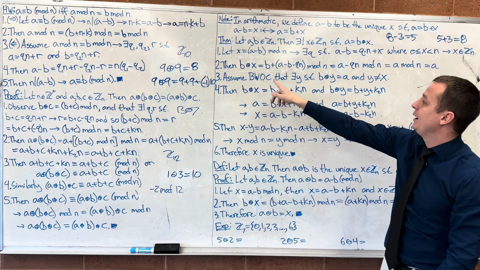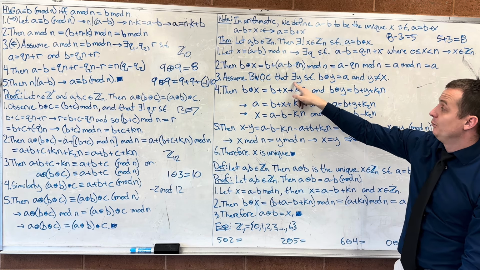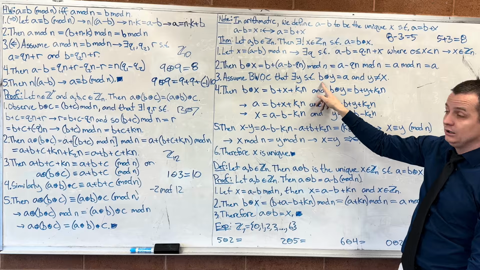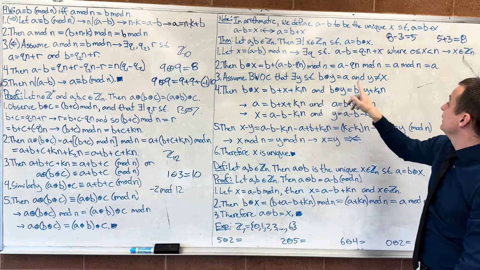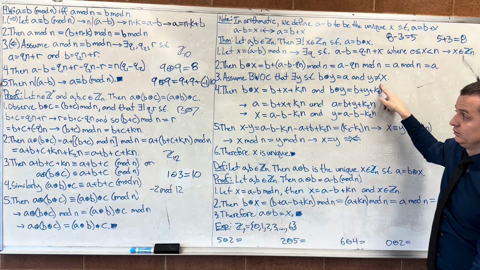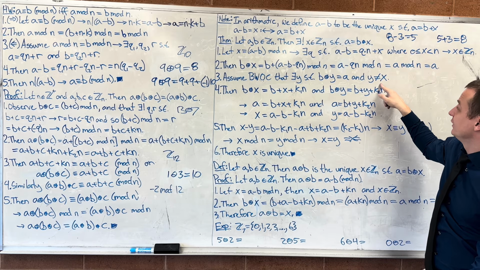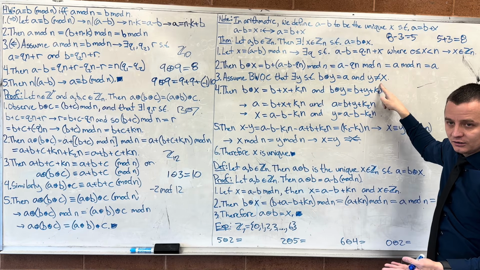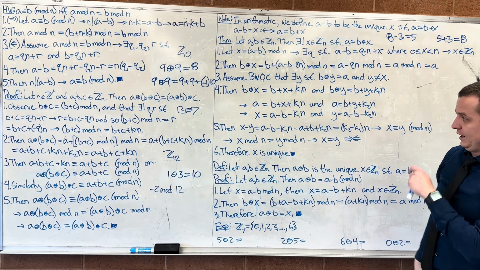So now, assume by way of contradiction that there exists some y such that y also gives you a when you add it to b, and y is something different from x. So assume that there's something else out there that satisfies this. I'm going to prove that it is in fact the same thing as x. Contradiction. Therefore, there is no y.